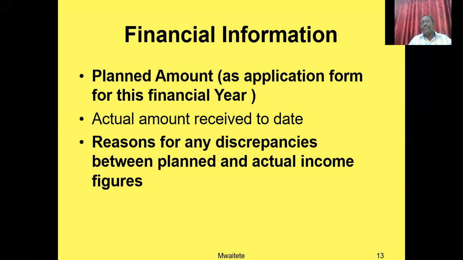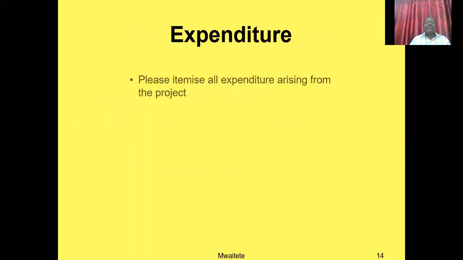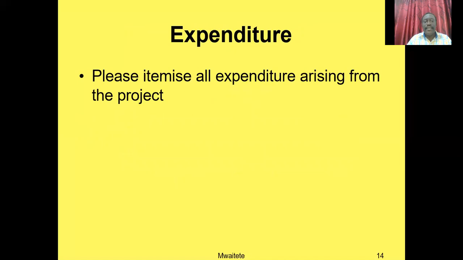So you'll have to come up and define the reasons why you have overspent or underspent. You give out details and so on, regarding the financial information for discrepancy between the planned and the actual. You need to define all the expenditure in here.